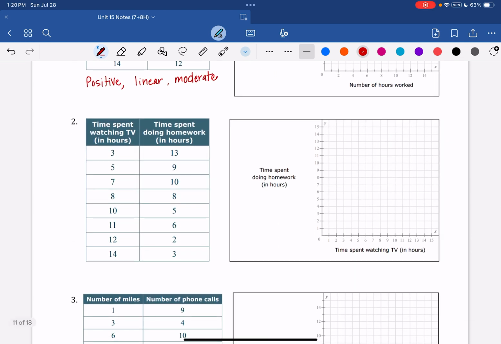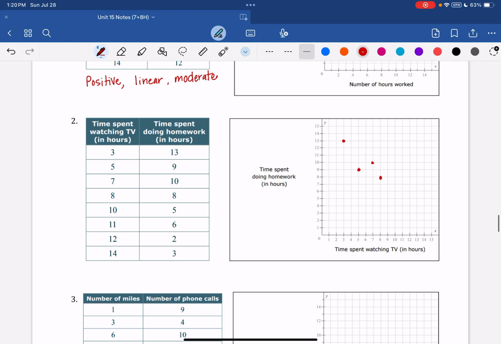All right, this next one: time spent watching TV and time spent doing homework. So (3, 13), (5, 9), (7, 10), (8, 8), (10, 5), (11, 6), (12, 2), (14, 3).